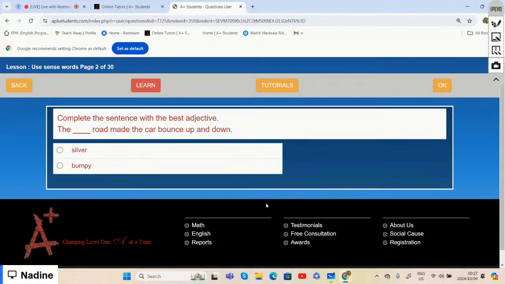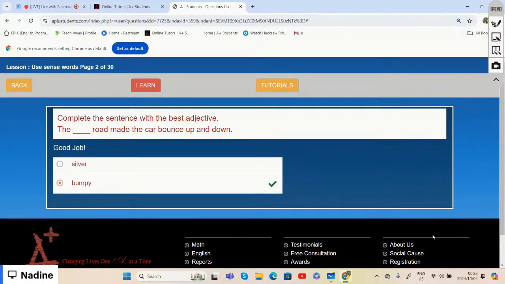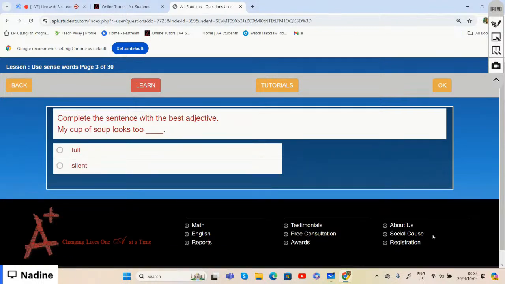And if we were to choose the correct option, we will say the bumpy road. So well done. Bumpy is correct. So the bumpy road made the car bounce up and down. Well done. The next one says, my cup of soup looks too full, or the cup of soup looks too silent. What is the correct option?